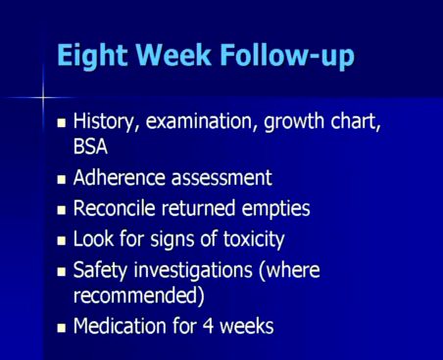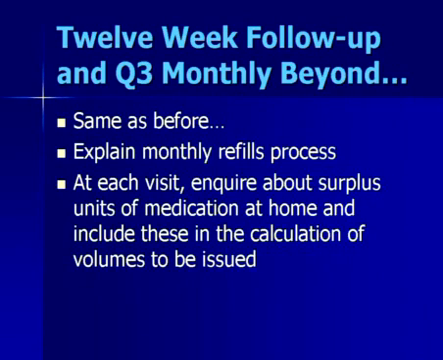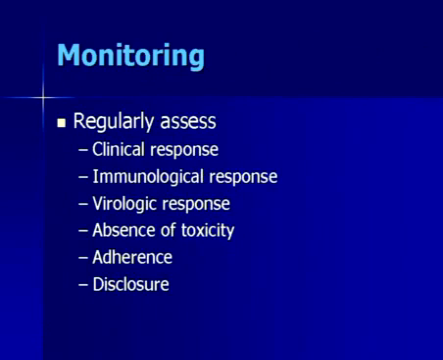You remember my checklist of 6: clinical response, immunologic response, virologic response, adherence, toxicity, and disclosure. Every single visit, those are the 6 things that need to be done. Okay, and there it is. My list of 6. Clinical response, immunologic response, virologic response, absence of toxicity, adherence, and disclosure. This is actually not part of the guidelines. This is part of my guidelines that you should be monitoring every single time you see a patient.